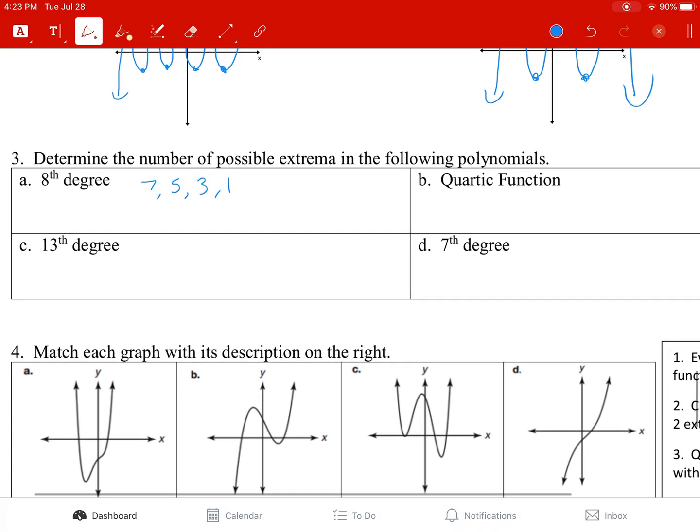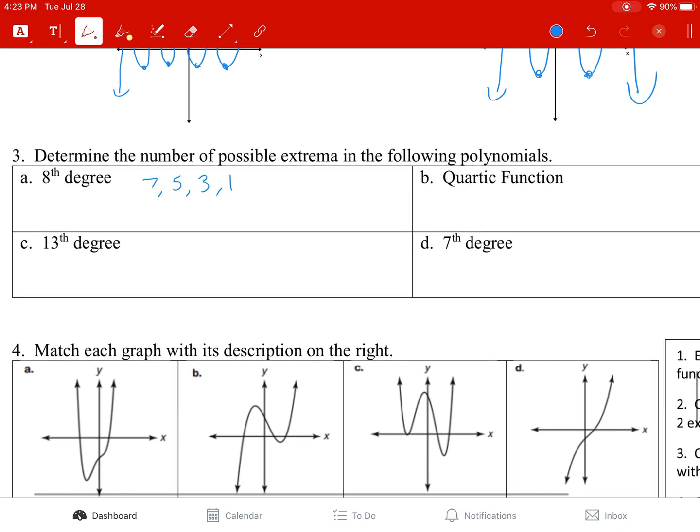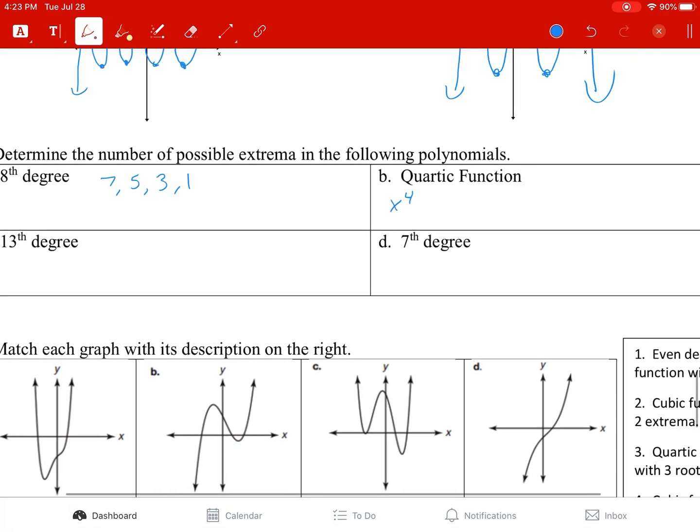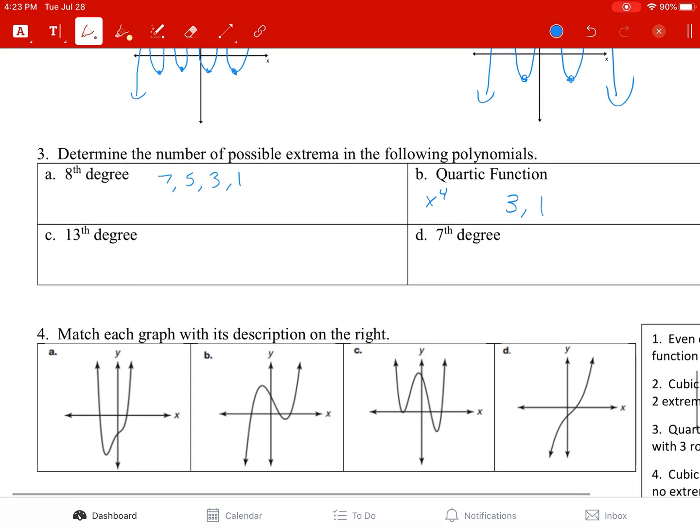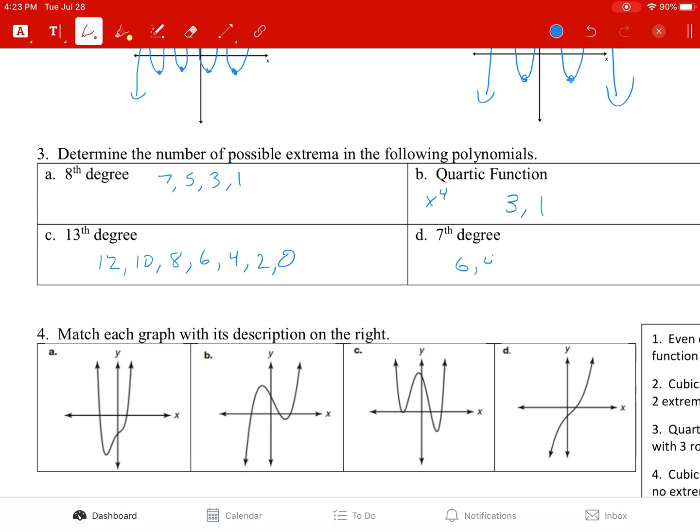All right. A quartic function is going to be a 4th degree power, so that's something like x to the 4th. Okay, which means we're going to have either 3 or 1. A 13th degree, subtract 1 from 13, you're going to get 12, and then do all the even numbers: 10, 8, 6, 4, 2, or 0. The 7th degree, you're going to subtract 1 from 7, you're going to get either 6, 4, 2, or 0.